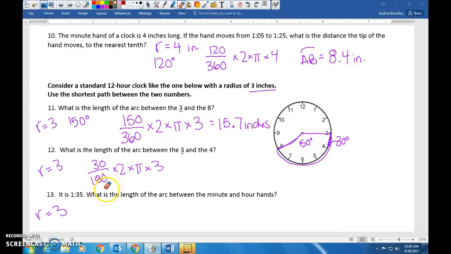So let me just re-enter that in each of those in my calculator to make sure we have accurate answers. So back to number 11. This is actually half that, so instead of 15.7 inches, I should end up with 7.8 inches. And then on number 12, I have 30 divided by 360 in parentheses again, times 2 times pi times 3, and this is about 1.57 inches.